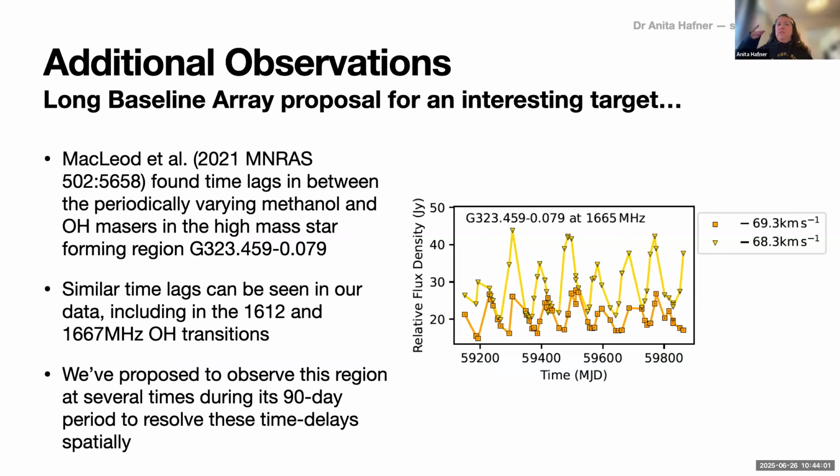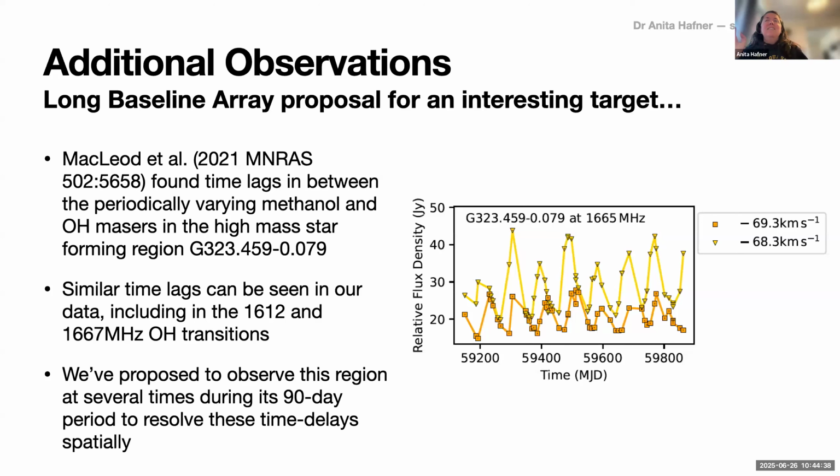So Gordon noticed towards one high mass star forming region, G323.459, that the methanol masers in this region vary periodically. I think in that same paper, they also showed that the 1665 megahertz transition, which I have here from my observations, varies periodically. I can see that in my observation, because I think somebody else said it was 1667. It might have been Jimmy, I can't remember who wrote that paper. But I also noticed the 1612 varies periodically.